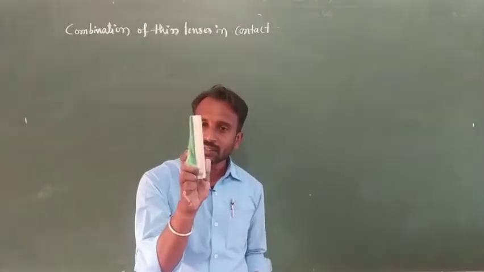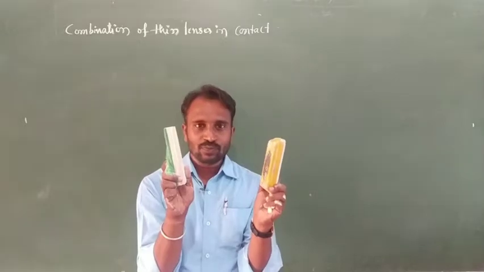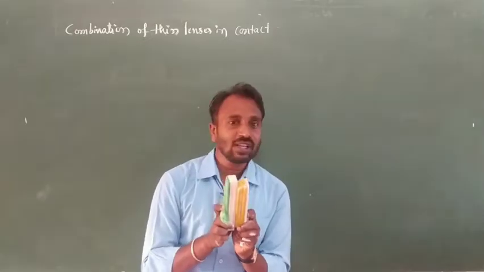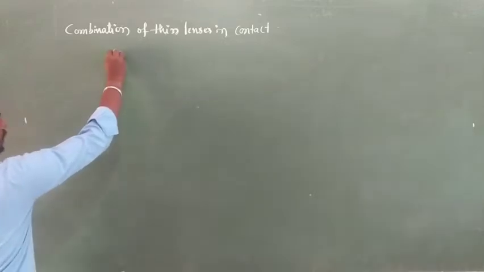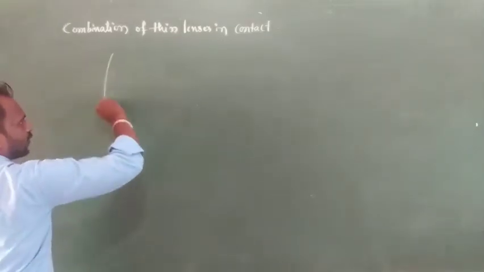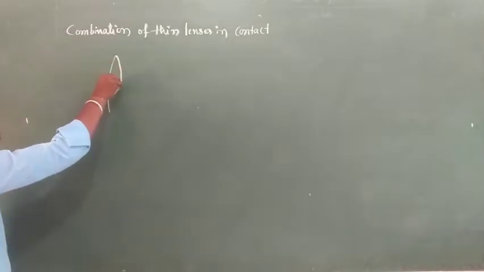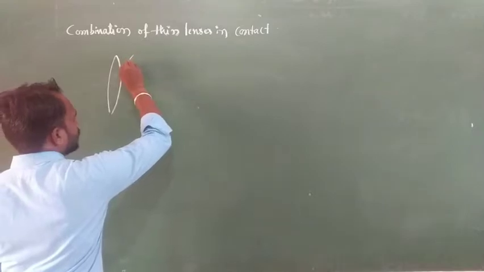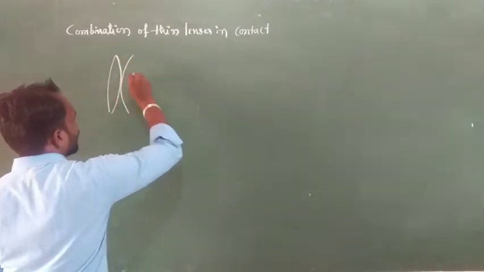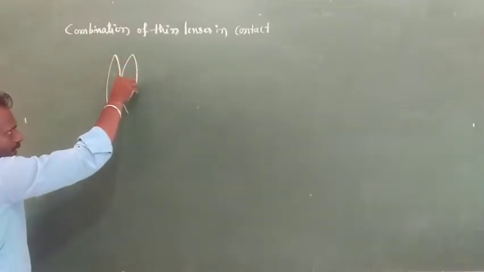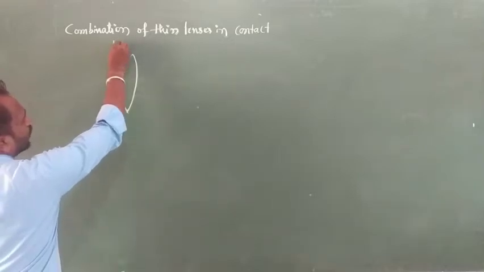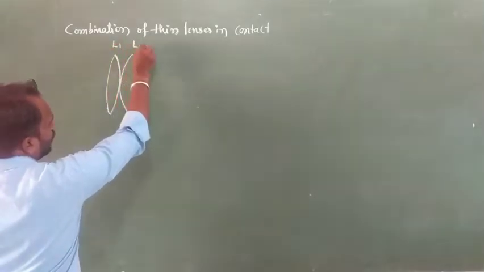So this one is lens L1 and this one is lens L2. One lens is in contact with the other one. So this is a combination of lenses. Here we consider two convex lenses. This one is the first lens and the second lens is in contact with the first one. First lens L1 and second lens L2.